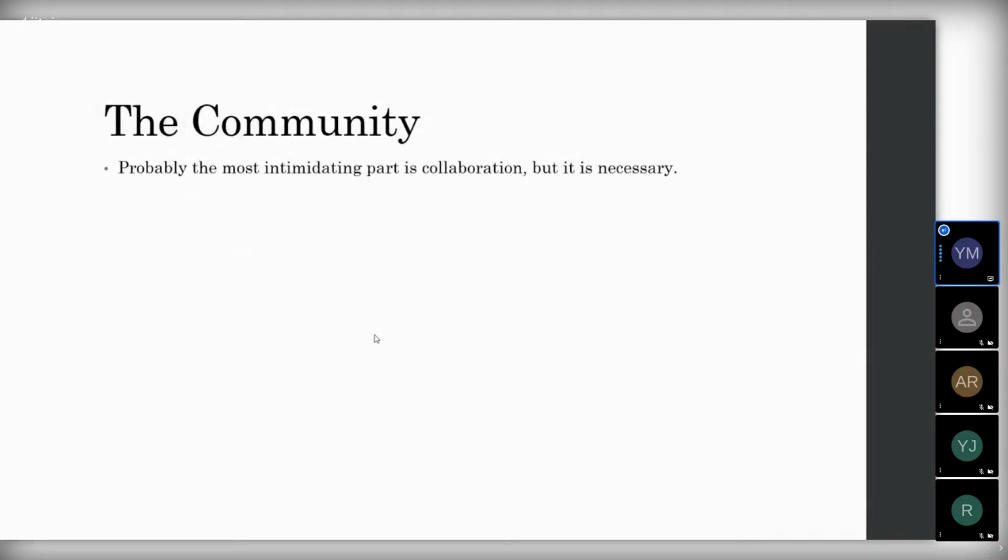And now finally we'll talk about the community. This is the most intimidating part for any of us, including in the scientific community. The most intimidating part is collaboration. In some senses, we do not want to talk about our own method to other people because we might get plagiarized, we might get demotivated.